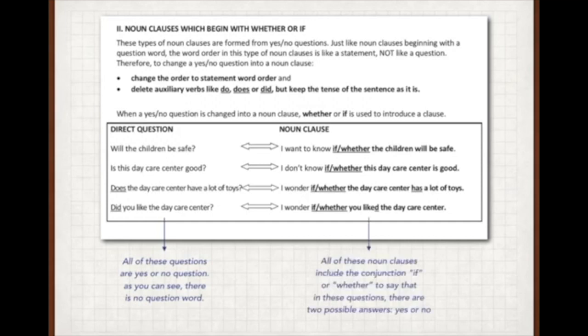All of these noun clauses include the conjunction if or whether to say that in these questions there are two possible answers, yes or no. Now, generally you will find that if is more common in speech, whether generally is quite formal, so it's used in formal situations and in academic writing.